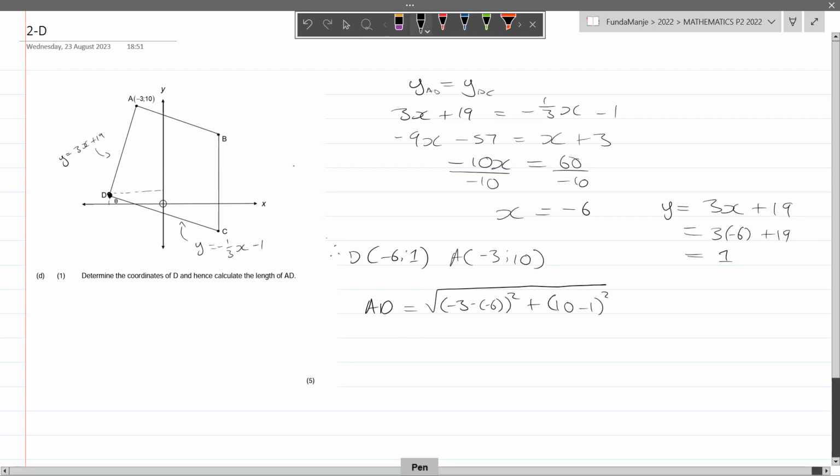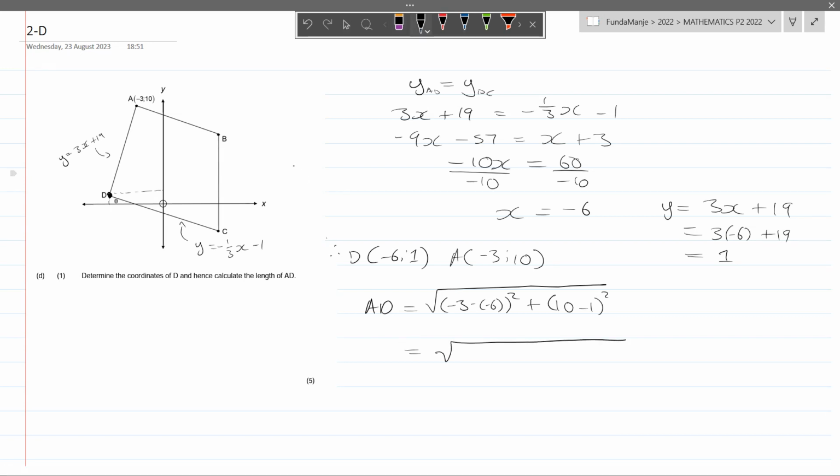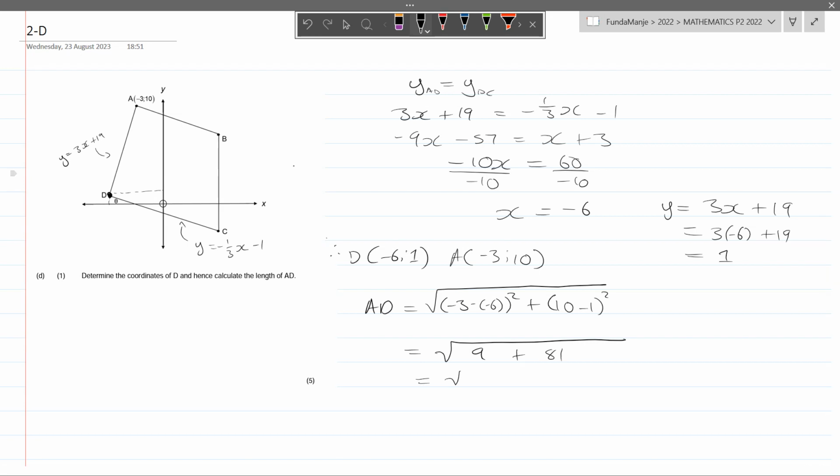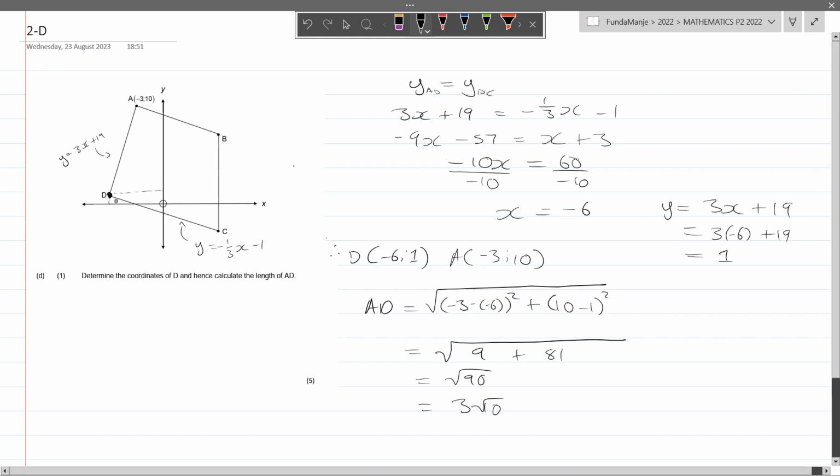This gives us minus 3 minus negative 6, that's the same as minus 3 plus 6, which is 3. 3 squared is 9. Plus 10 minus 1 is 9. 9 squared is 81. 81 plus 9, that's 90. And then root 90, you can either leave it like that or simplify it further to get 3 root 10.